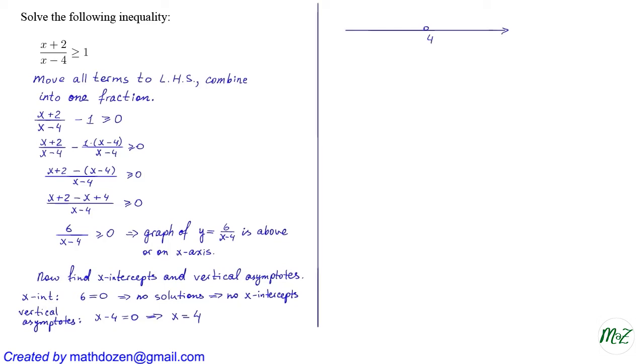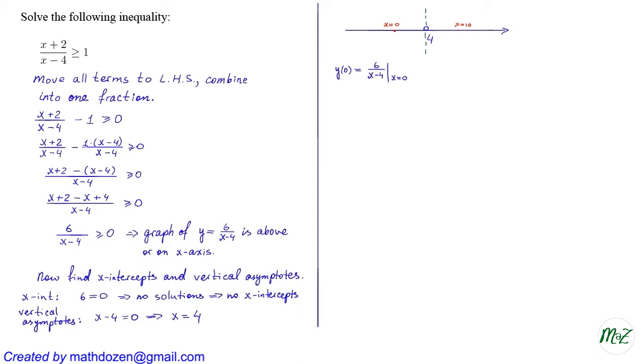Let me put a vertical bar. So here is a picture. We have a vertical asymptote at x equals 4. And I'm even going to draw a vertical line through that. And we're going to use a couple of test points. So there is x equals 0 and x equals 10.